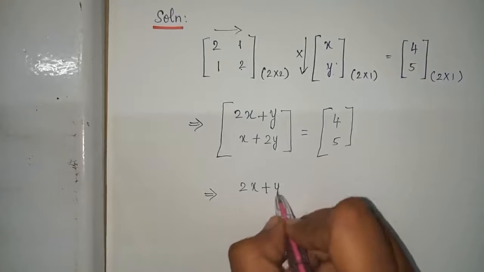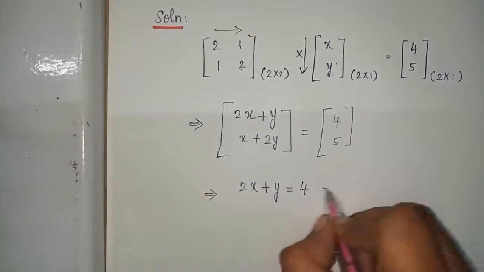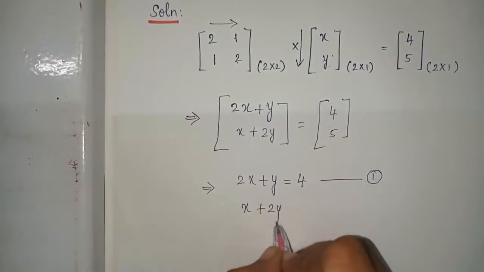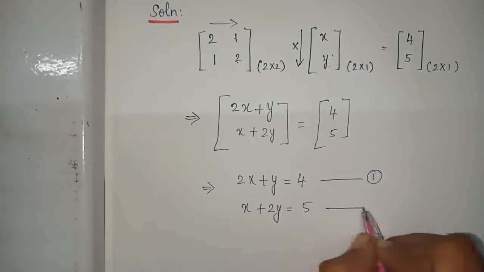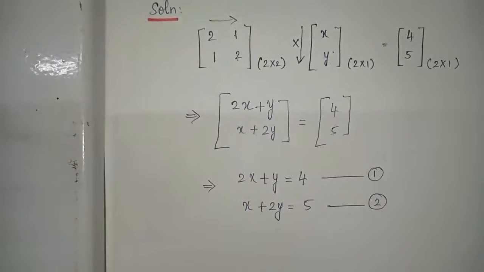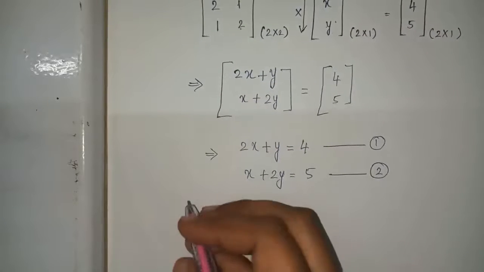2x plus y is equal to 4, which is your equation number 1. Then x plus 2y is equal to 5, which is your equation number 2. The next step is you have to solve these two equations to find the value of x and y.